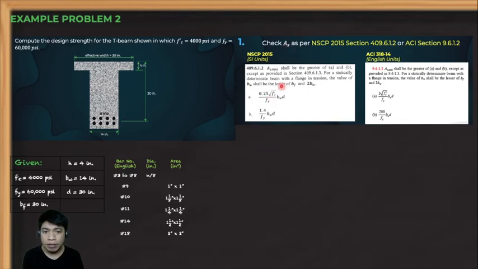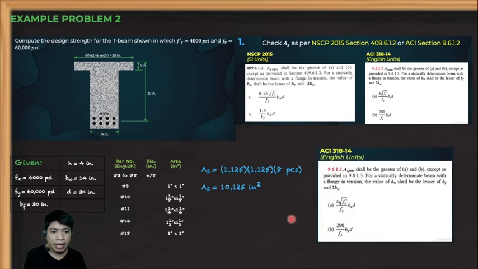So for this specific problem, we are first going to compute the As, our area of steel, which is equal to 1.125 times 1.125. That is actually a number 10 bar, which is 1 and 1/8, so that is 1.125. It is a square, so 1.125 times 1.125, and then we multiply that by 8 because there are 8 bars in our T-beam. Of course, our area of steel is 10.125 square inches.